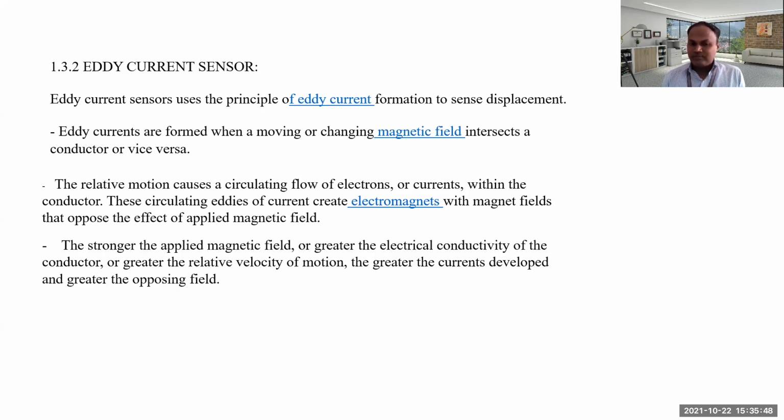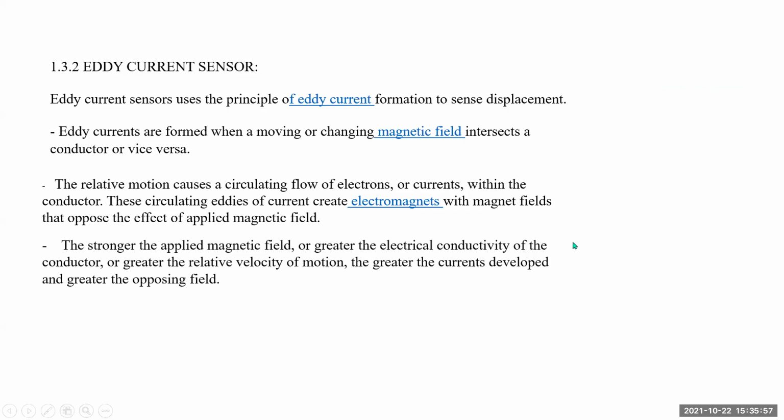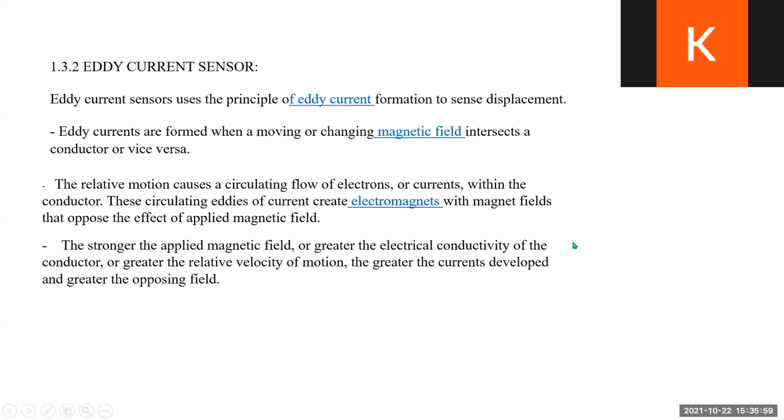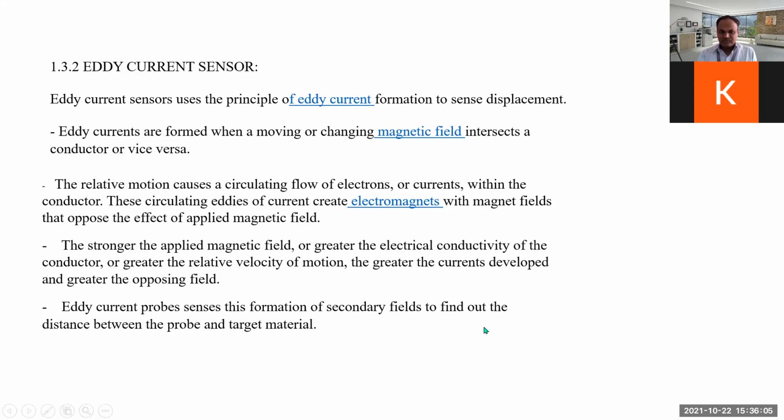The stronger the applied magnetic field, or the greater the electrical conductivity of the conductor, or the greater the relative velocity of motion, the greater the currents developed, and the greater the opposing field. Eddy current probes sense this formation of the secondary field to find out the distance between the probe and the target material.